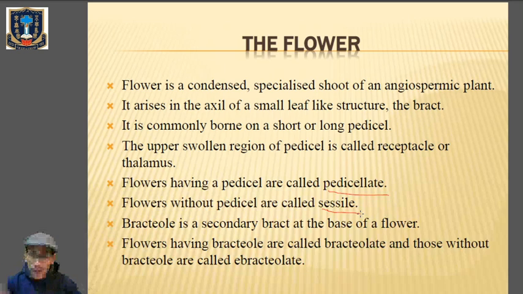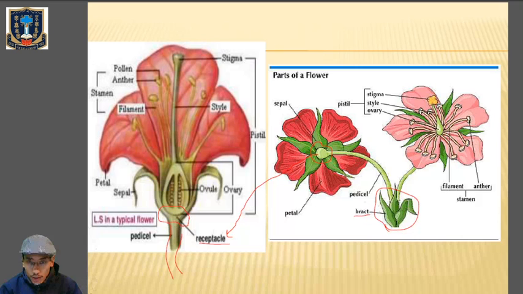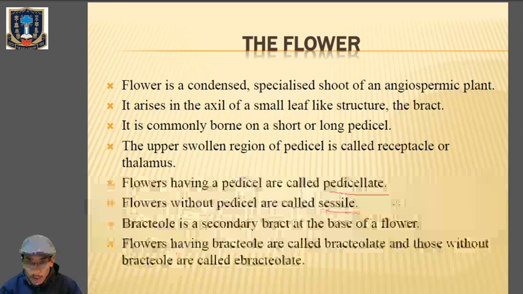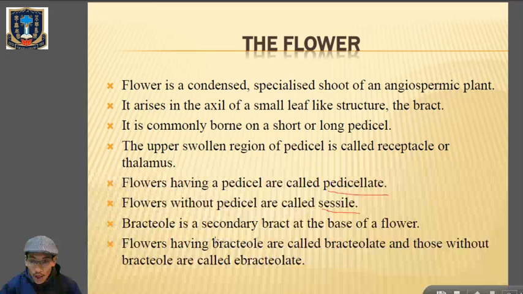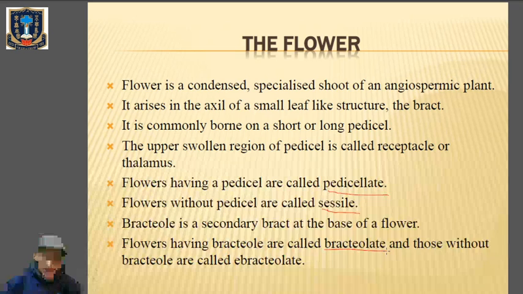Now the next one is bracteole. Bracteole is compared with bract. Bracteole is the secondary bract which is present at the base of a flower. Over here, we have seen the bract, right? Flowers which have the bract are called bracteolate, and there are certain flowers without the bract. Those flowers without the bract are called ebracteolate.